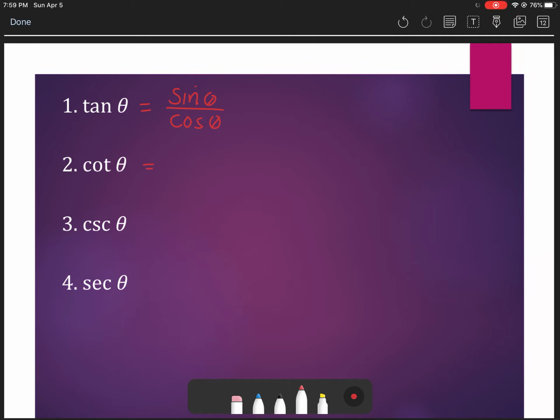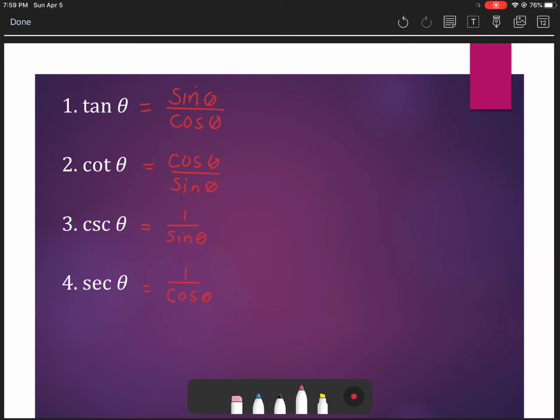Cotangent is the reciprocal of tangent. Therefore, it is equal to cosine of theta over sine of theta. Cosecant, remember that is the reciprocal of sine, so we're going to rewrite that as 1 over sine of theta. And secant is the reciprocal of cosine, so it's written as 1 over cosine of theta.